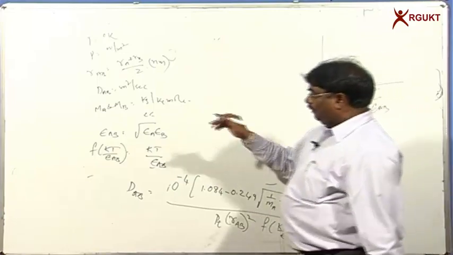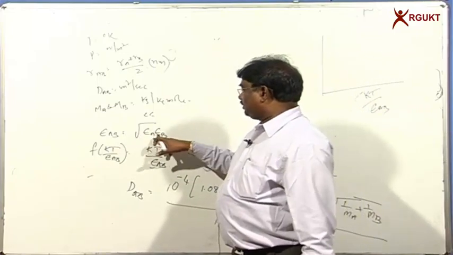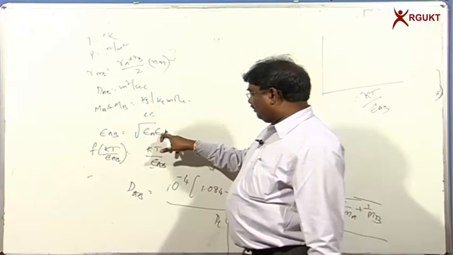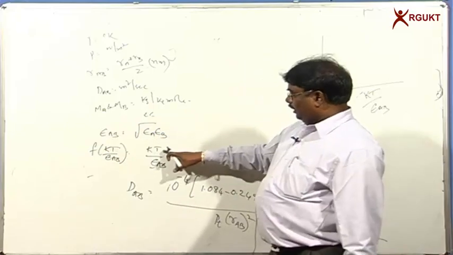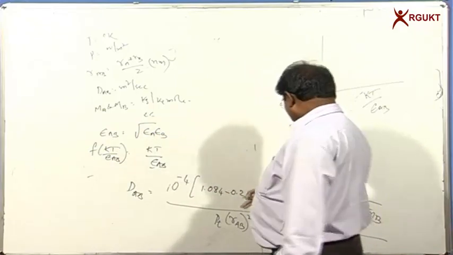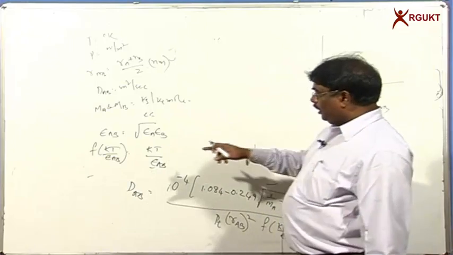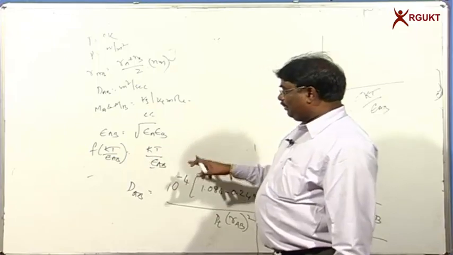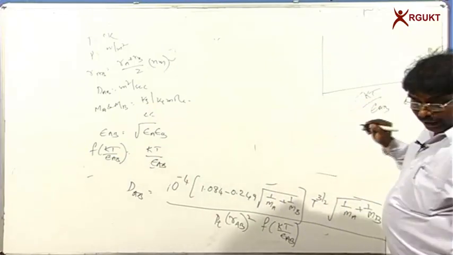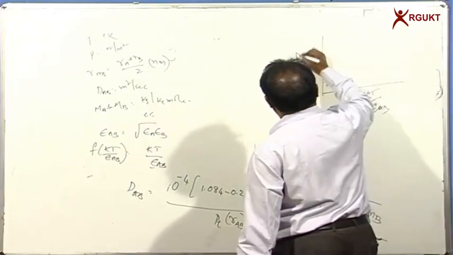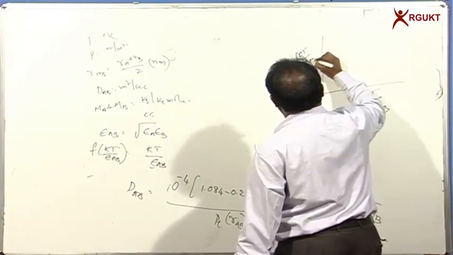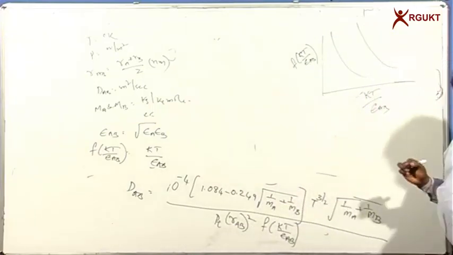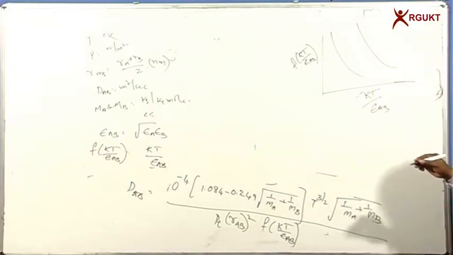You know how to calculate epsilon AB, and we can take a geometric mean of epsilon A and epsilon B to get epsilon AB. Then one can calculate kT by epsilon AB, where k is the Boltzmann constant, and temperature T and epsilon AB are known. On the y axis we have f of kT by epsilon AB, and you can take any book on mass transfer operations to find these collision functions.